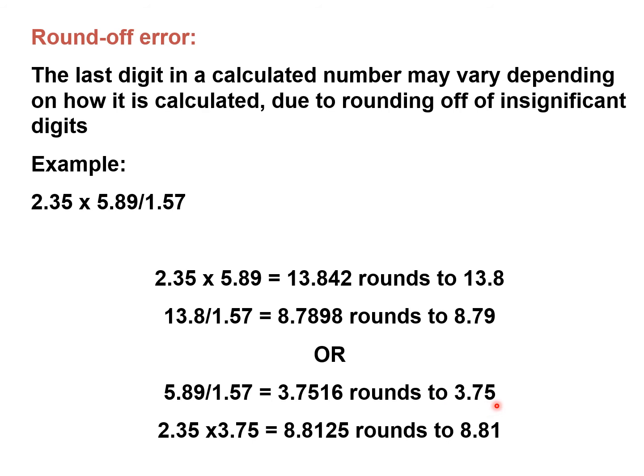You can see here, we actually have 2 decimal points instead of only 1 as in 13.8. Okay, so 2.35 times 3.75, we get 8.8125. When rounded off, it becomes 8.81. Same question, but you have 2 different answers. That's all due to the round off error.